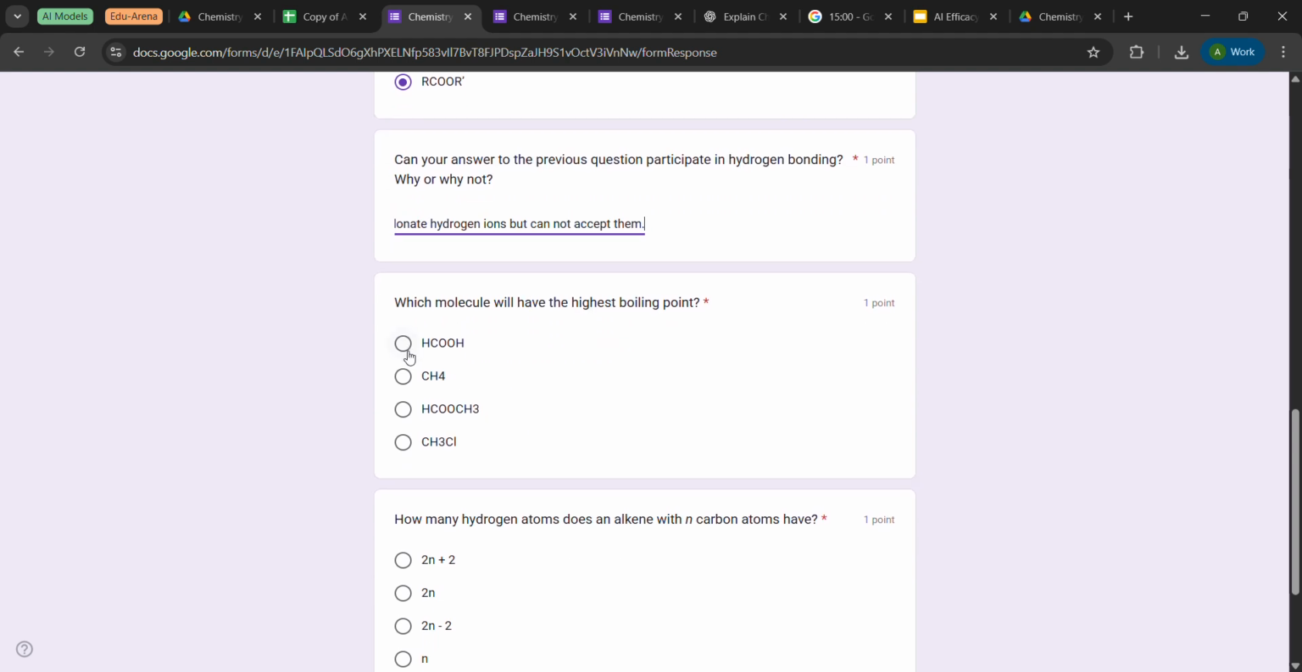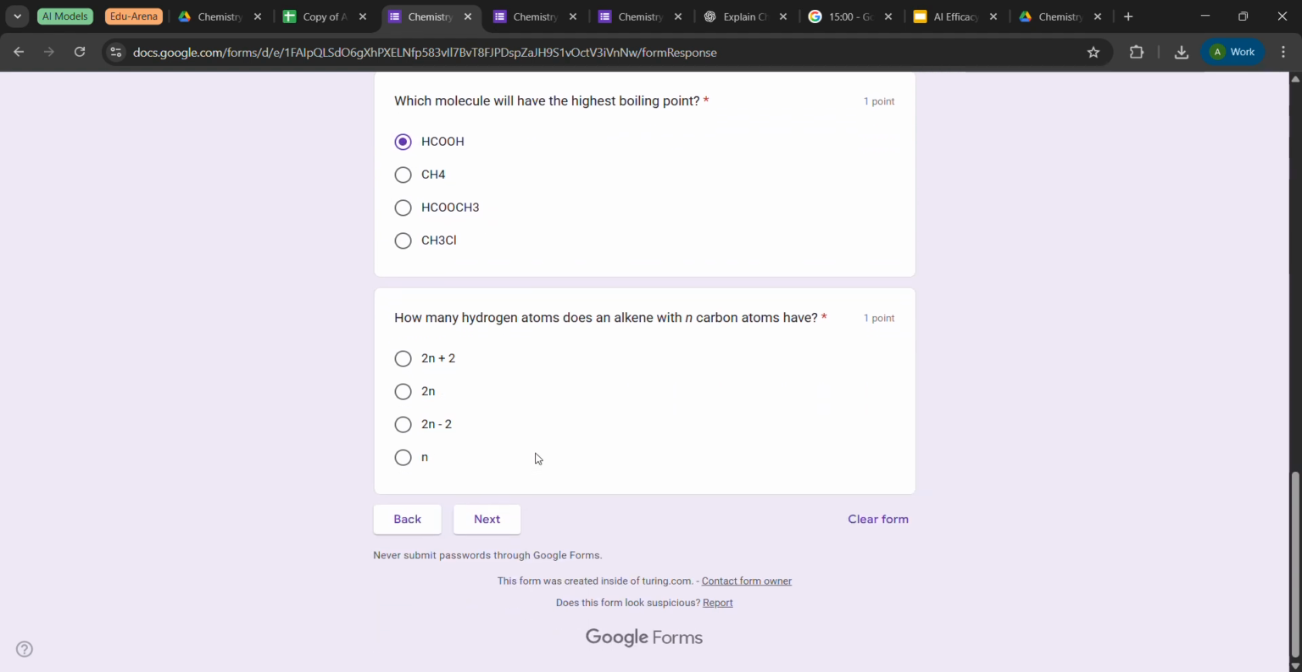Which molecule will have the highest boiling point? Okay, so highest boiling point means greatest dipole-dipole interaction. That is the most in carboxylic acids, COOH. Alkene, alkane, alkene, alkyne. Alkene is CnH2n.